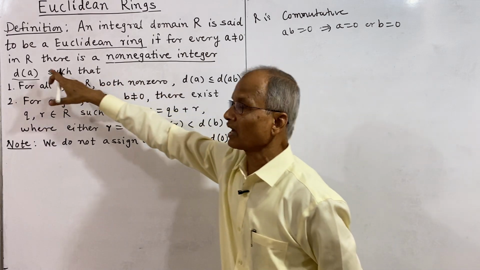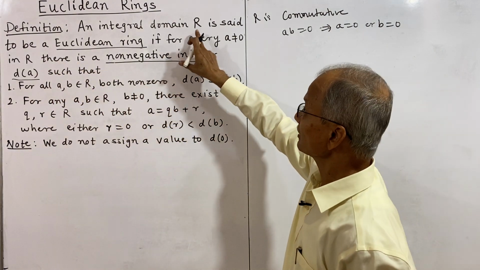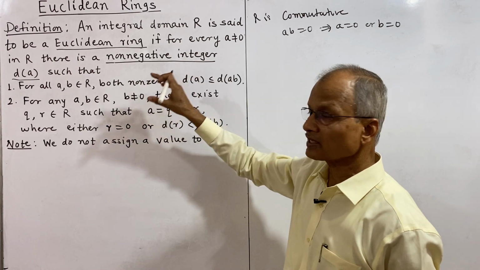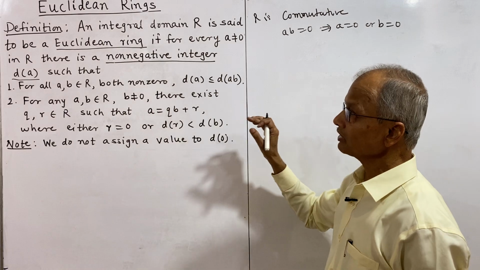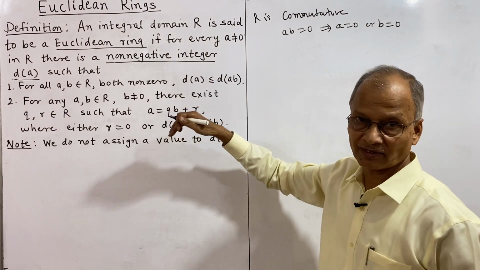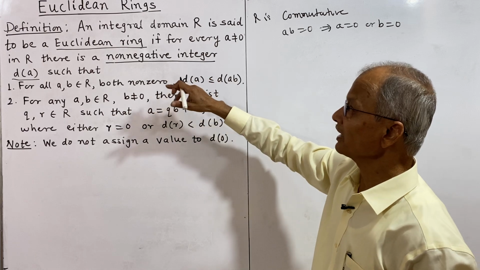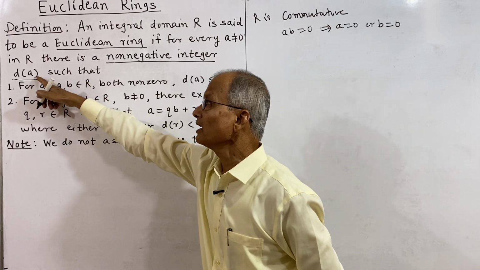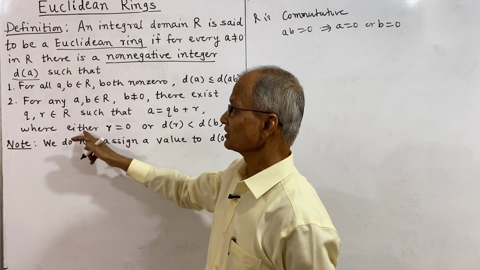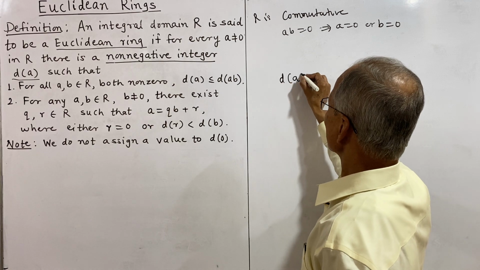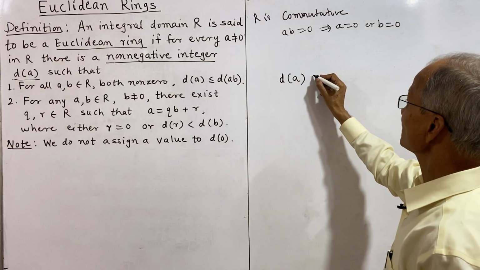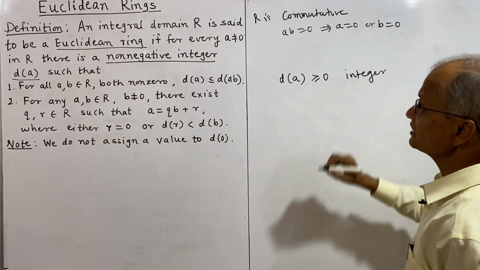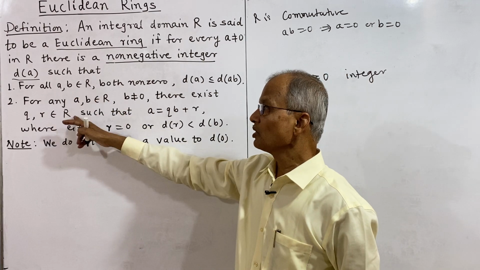for every non-zero element A not equal to 0 in R, that means every non-zero element of the ring, there is assigned a non-negative integer value, denoted by D of A. Having these two properties, this D of A is non-negative, meaning either 0 or greater than 0, and it is an integer, and it satisfies these two properties.